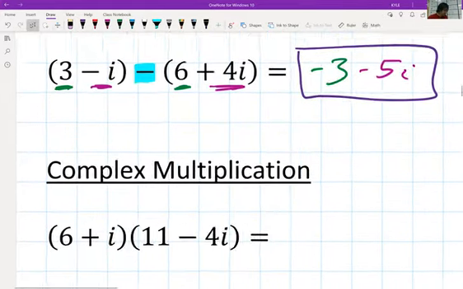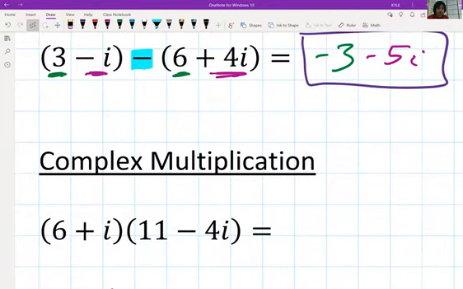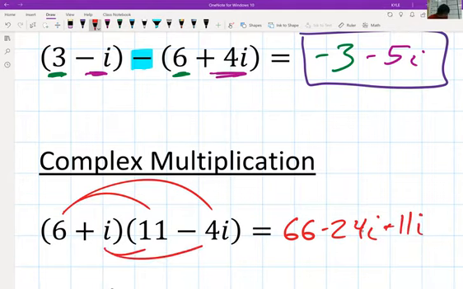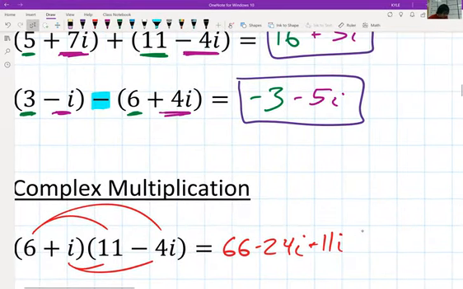All right, what about complex multiplication? Two numbers here, two complex numbers that are being multiplied by one another. 6 plus i times 11 minus 4i. So it looks like two binomials, and so we're just going to FOIL this as we usually do. It just has one extra step at the very end, but we'll get to that. So 6 times 11 is 66, minus 24i's plus 11i's minus 4i squared.